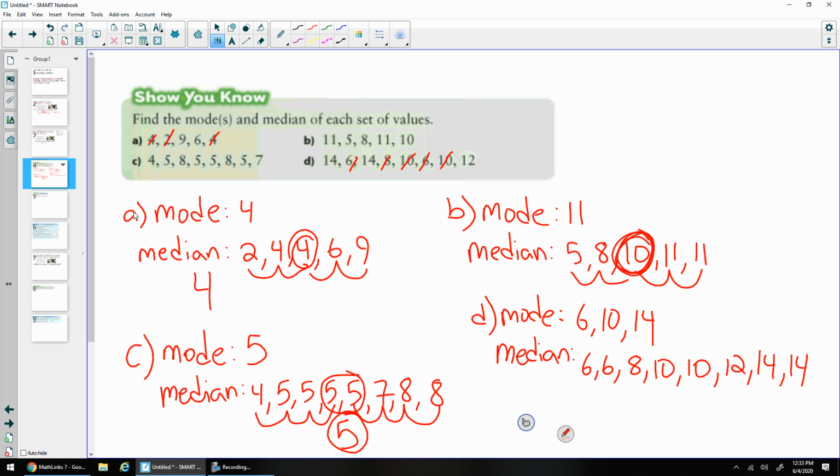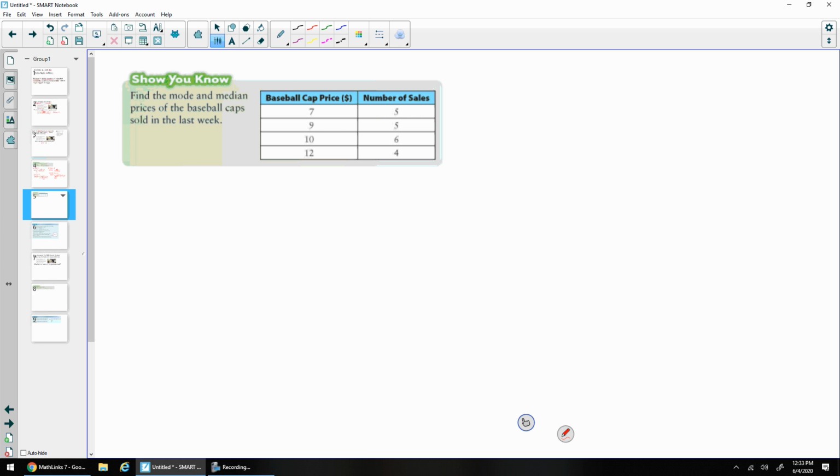Okay, so in the middle, finding the center. Since there's 8 numbers total, there's going to be 2 in the middle. It's 10 and 10. Between those would be 10. So the median is 10. Okay, hopefully that makes sense. Mode and median, pretty straightforward. Just got to look at the numbers. Not as much math that needs to be done.